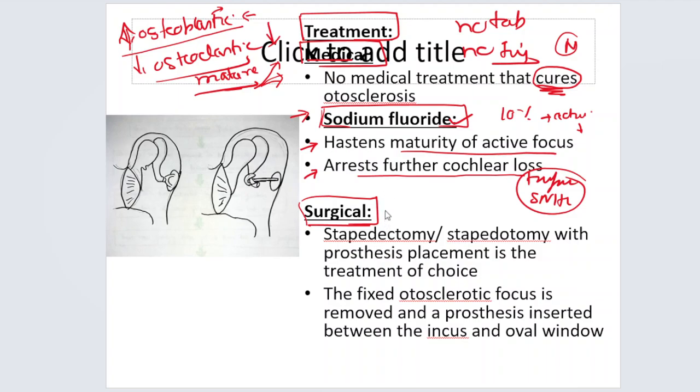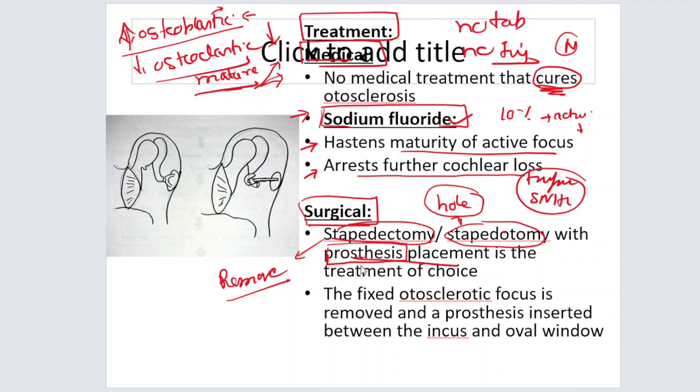The treatment of choice, the go-to treatment for otosclerosis, is either stapedectomy or stapedotomy. Whatever stapes is there, which is fixed to the oval window, you either remove it, which is called a stapedectomy, or you make a perforation or a hole in the foot plate of the stapes, which is called stapedotomy, with prosthesis placement. What is the use of removing the stapes if you do not put a prosthesis? You are basically replacing a non-functional ossicle with a functional prosthesis. Now this is the treatment of choice.